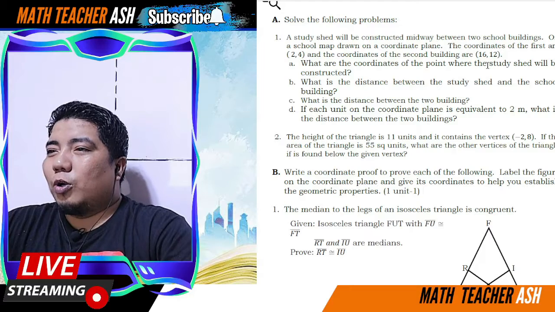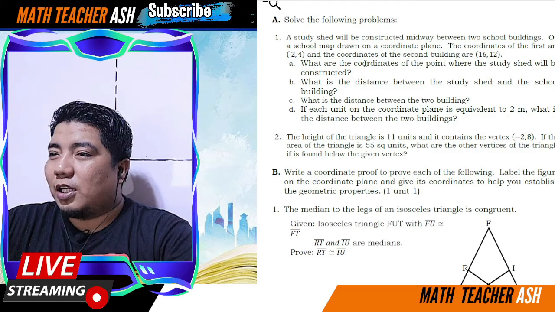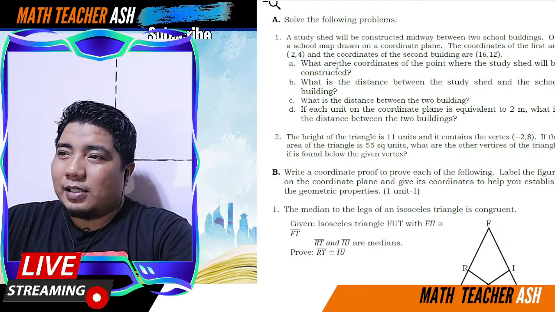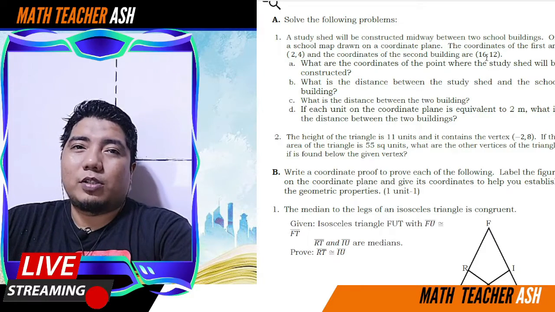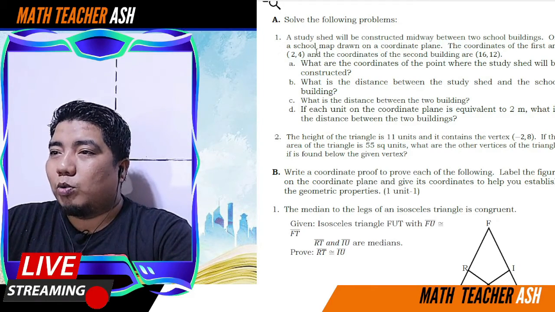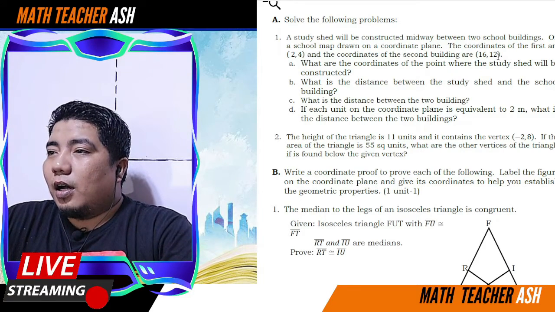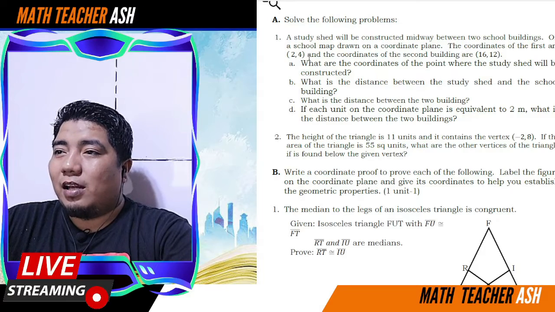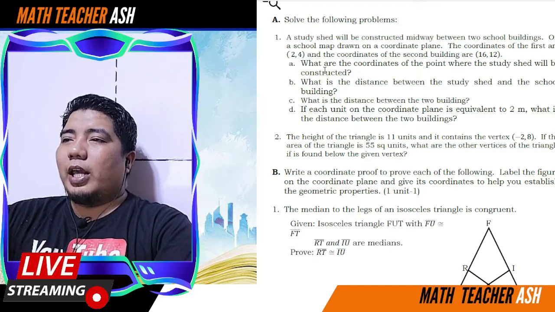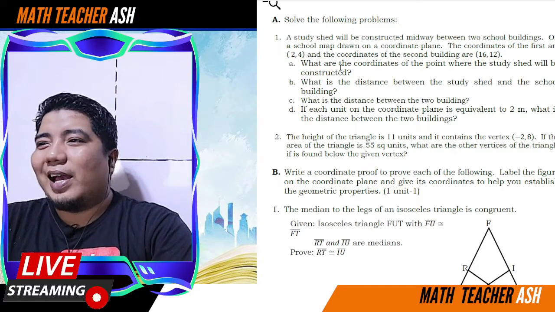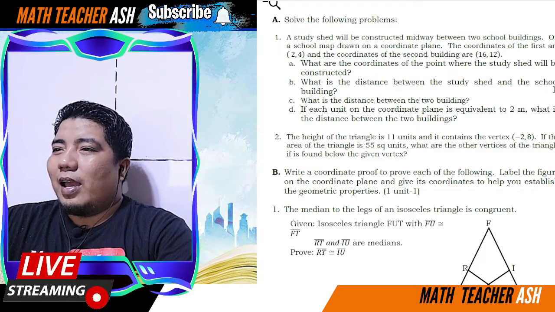Alright. So, question letter A. What are the coordinates of the point where the study shed will be located? So, of course, since the study shed is between or in the middle of the two buildings, you will use the midpoint formula. So, 16 plus 2, 18 divided by 2, that is 9. Alright? 12 plus 4, that is 16. So, divide by 2, that is 8. So, 9, 8 ang ating coordinate for letter A.